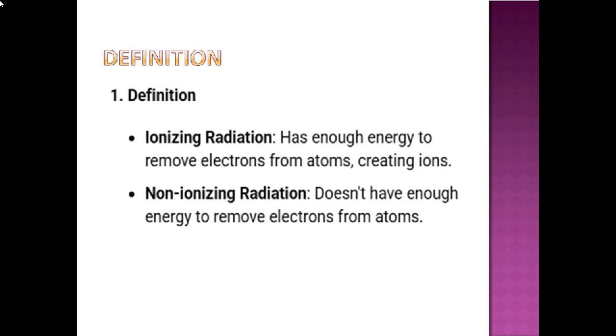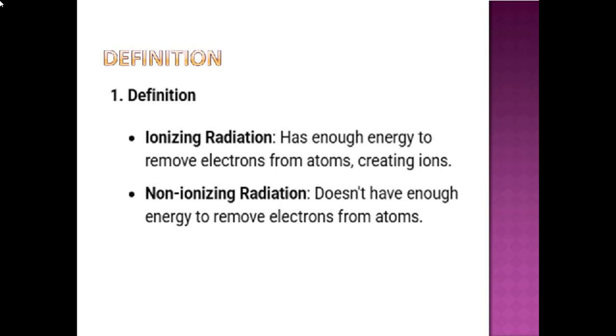It has enough energy to remove electrons from atoms, creating ions. An atom as a whole is neutral. If we go to the structure of the atom, at the center is a nucleus, and electrons are revolving around the nucleus. So any radiation which has enough energy to remove those electrons makes the atom unstable, and it becomes an ion. So any radiation which has enough energy to remove electrons from the atom, creating ions, is called ionizing radiation.